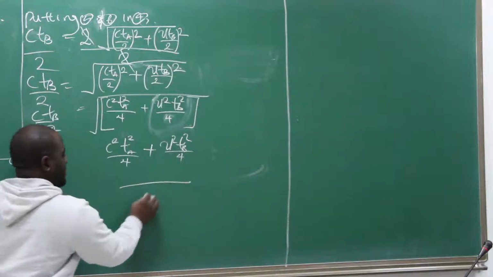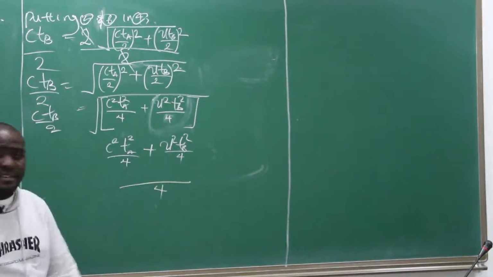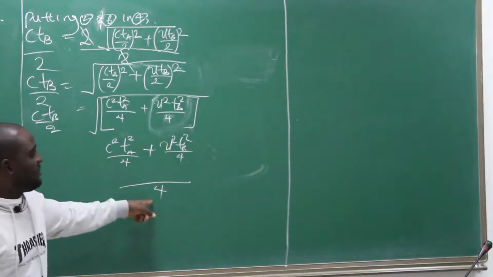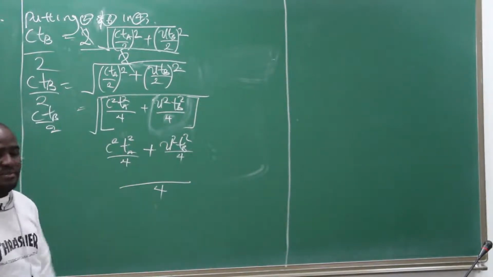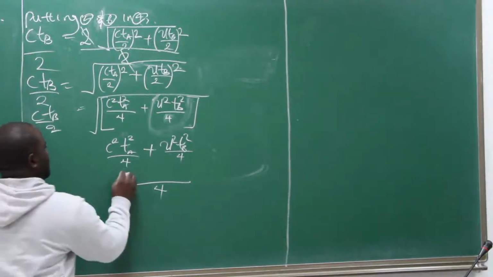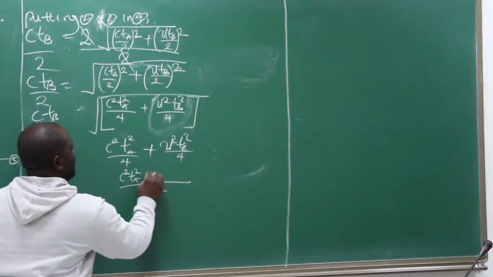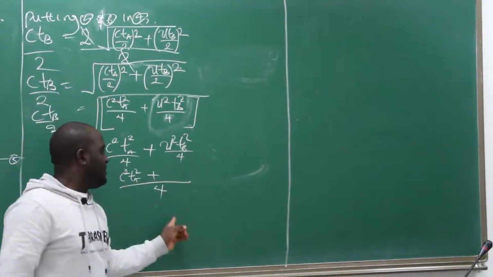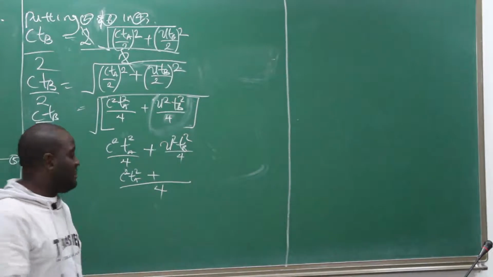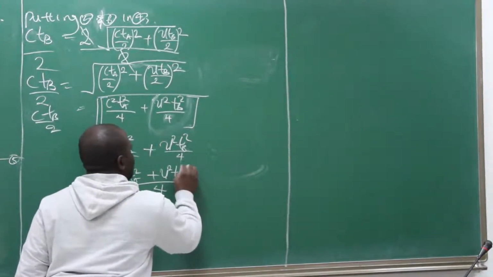What is the LCM of the 2? We have 4. 4 into 4, 1. 4 into the whole of this. 4 into 4 is 1. 1 times the whole of this. Anything multiplied by 1 is still that same thing. So we have C squared TA squared plus 4 into 4 is still 1. Multiplied by this, the same thing. So we have U squared TB squared.